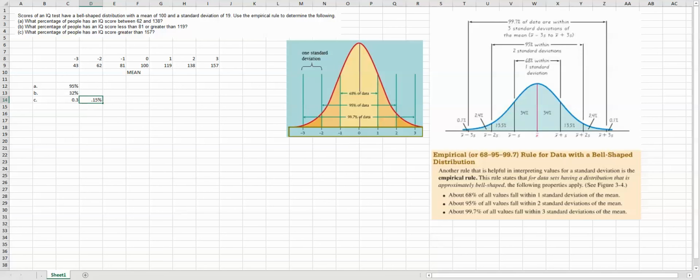Anyways, that's how this particular thing works in using these different percents.